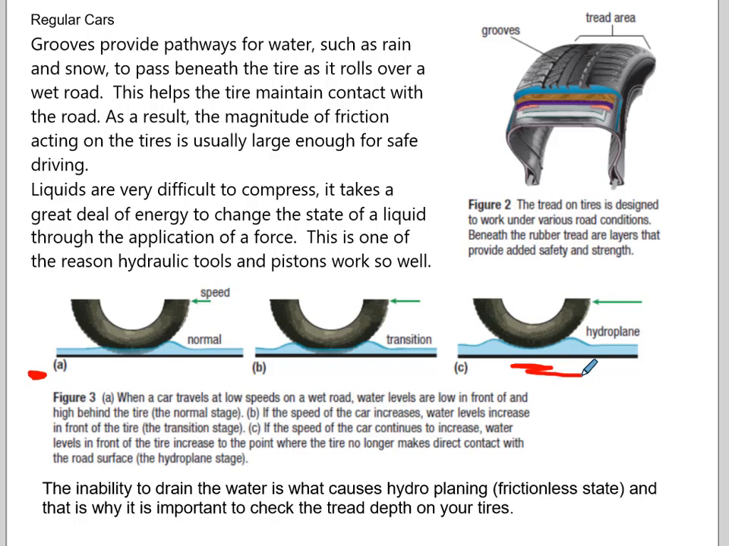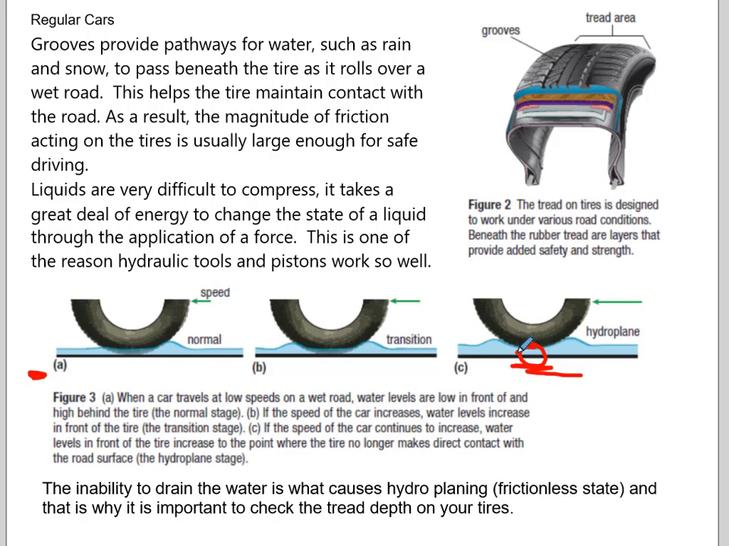So if your treads are too worn down, too not correct for the type of driving you're doing, you can have a buildup of water underneath your tire that's almost incompressible, and this little space right here is what causes all the problems, because now the rubber of your tire is not touching the asphalt, which means you're in a frictionless state, which means you're hydroplaning, which means your car is now out of control.